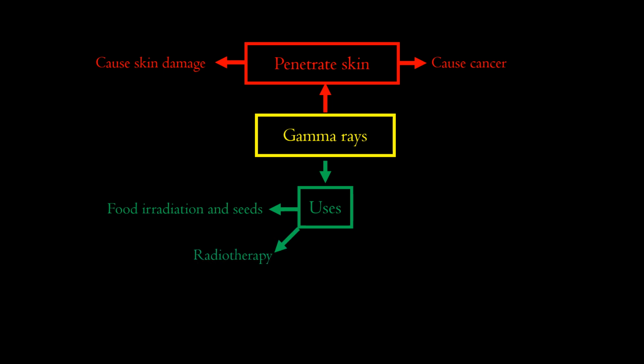In medicine, they are occasionally used in radiotherapy or radiation cancer therapy. More commonly, gamma rays are used for diagnostic imaging in nuclear medicine, an example being PET scans.